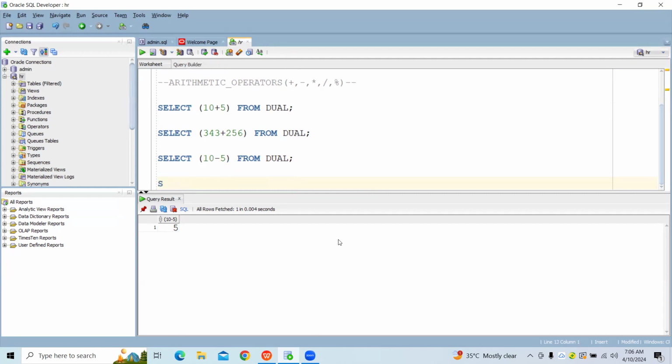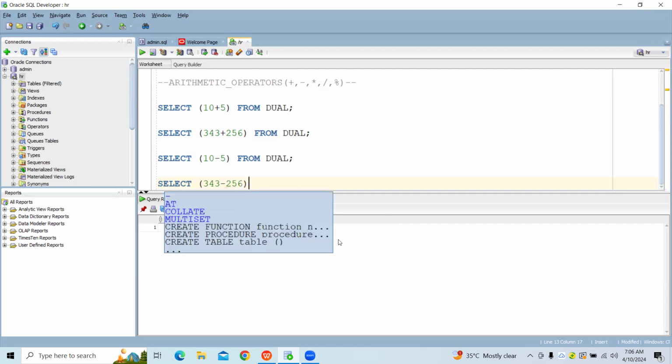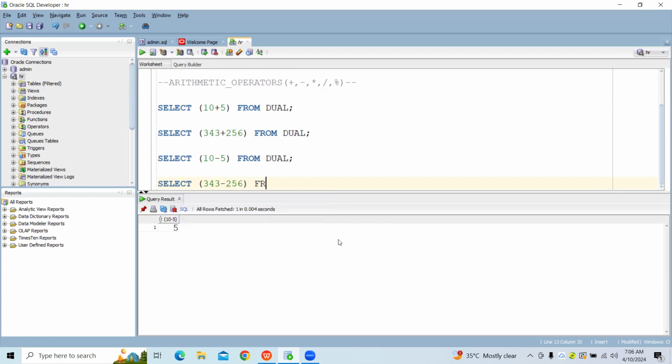Here I wanted to perform subtraction between 343 and 256. For that, I have written my query starting with a select keyword. After the select keyword, I have mentioned 343 minus 256. After mentioning this, I have mentioned the from clause, given the table name as dual, and terminated the query with a semicolon.